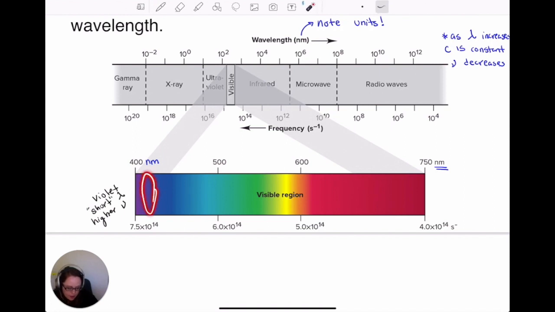And then we go through our indigo, blue, green, yellow, orange, and then this large red region. Red light is going to be longer wavelength and then a lower frequency. Okay. And it looks like the unit here got cut off a little bit. So it's s to the minus 1 for that, for the hertz.